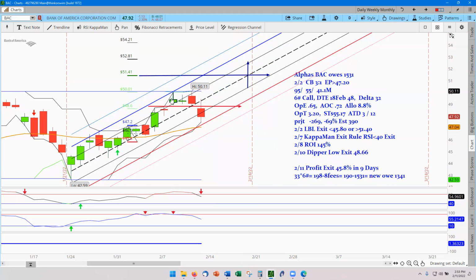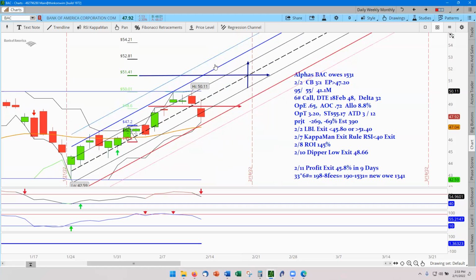So what happened was we got our dipper low, and then we got stopped out here on the open, and that open resulted in a 45% return as opposed to the 145 we're looking at as a possibility.